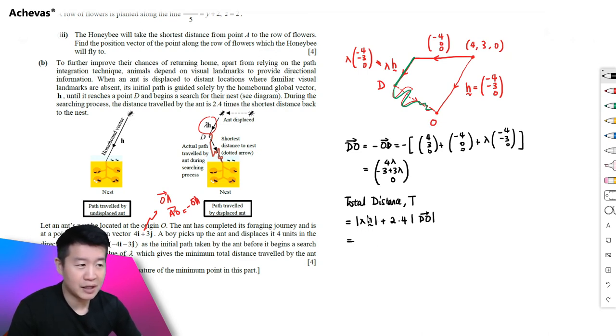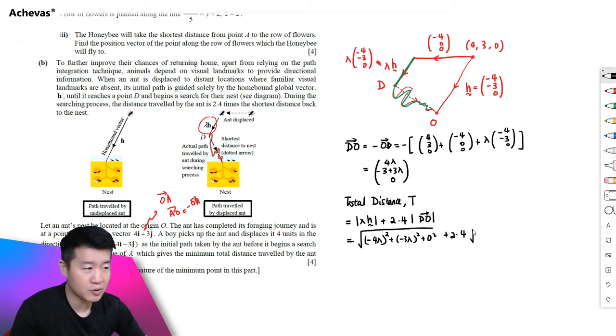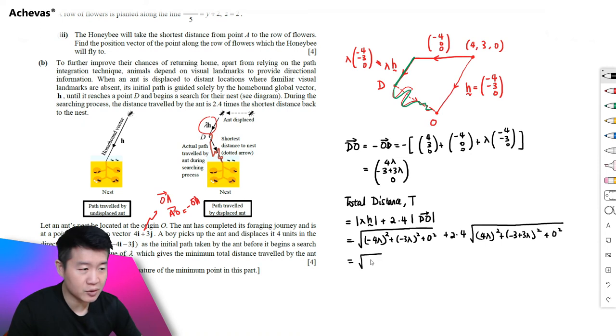Which means that modulus of lambda h will be square root of minus 4 lambda square plus minus 3 lambda square plus 0 square. Then plus 2.4 of modulus of DO, it will be square root of 4 lambda square, then minus 3 plus 3 lambda square and 0 square. If you were to simplify this, this is going to be square root of 25 lambda square, then plus 2.4 square root of, with minimal simplification, we have this plus 3 lambda square.